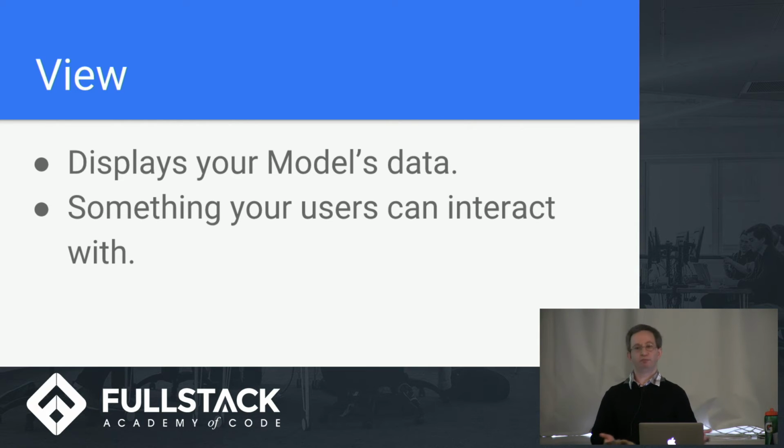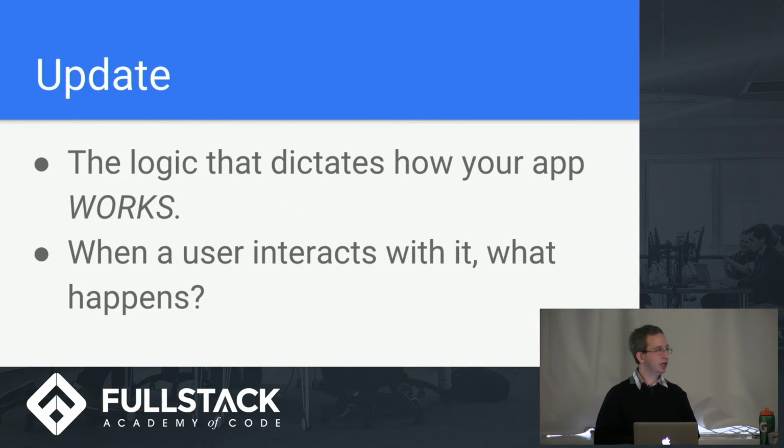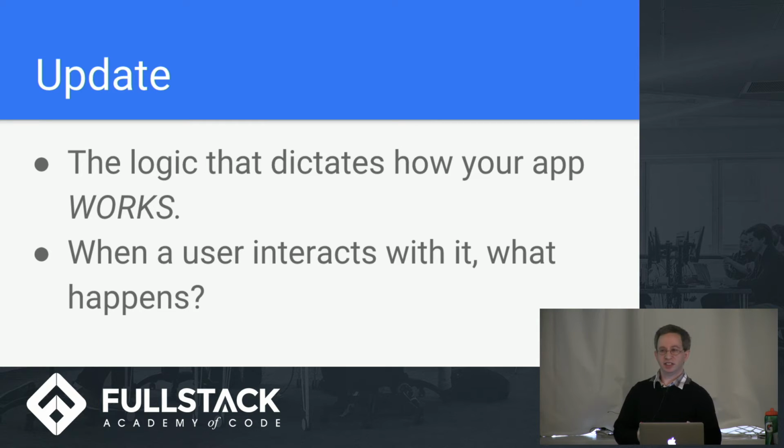Basically, if you have an app, your user is interacting through the view, through that part of the code that displays the view. Once you interact with the code, you go to the update part of the code. This is the logic that dictates how your app works. When a user interacts with it, what happens? So, of course, after it's done updating, that new data that your logic worked upon goes back to the model, and the cycle repeats.